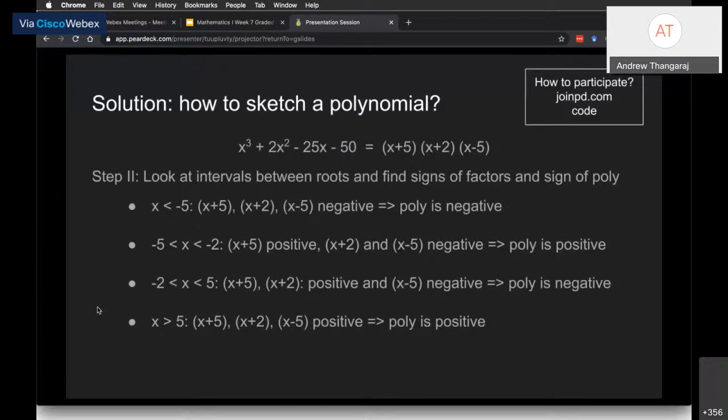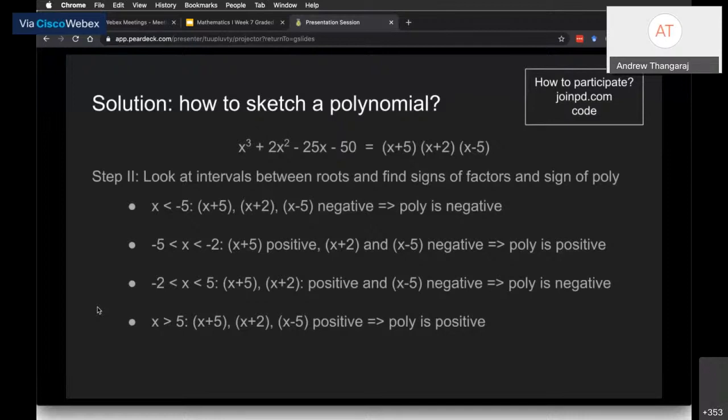How do I do this? Just look at the sign of each of the factors, then the product. It's a very easy two-step thing to do. And finally, x greater than 5, it's going to be positive. All the factors are positive and the polynomial is positive. So once again, let me repeat the two steps. Find the roots. We will give you easy cases where you can find 3 real roots quite easily by grouping the terms. After you find the roots, figure out what happens between the roots.